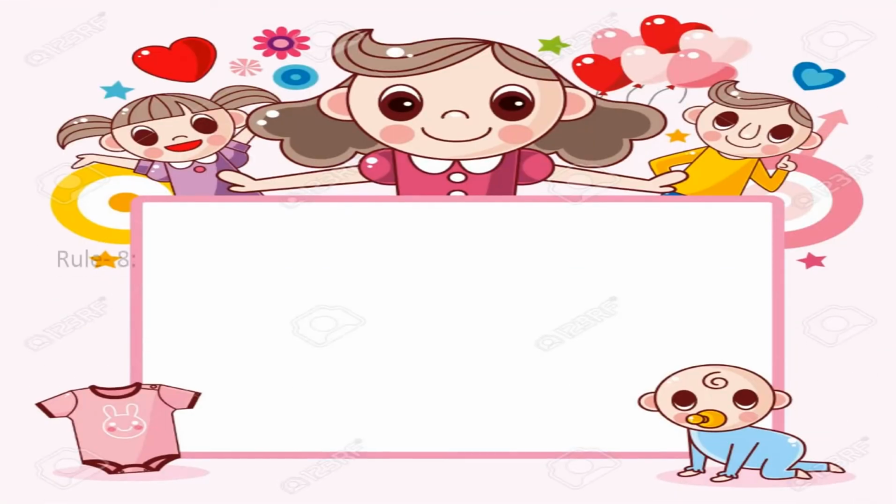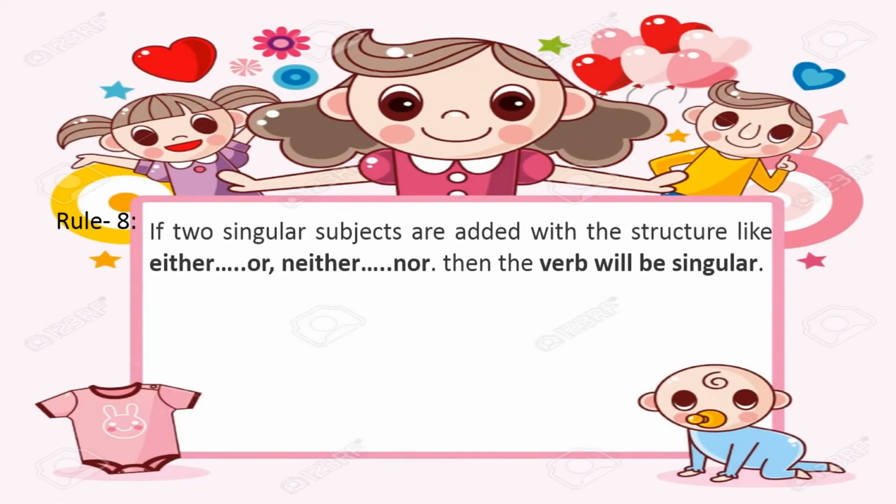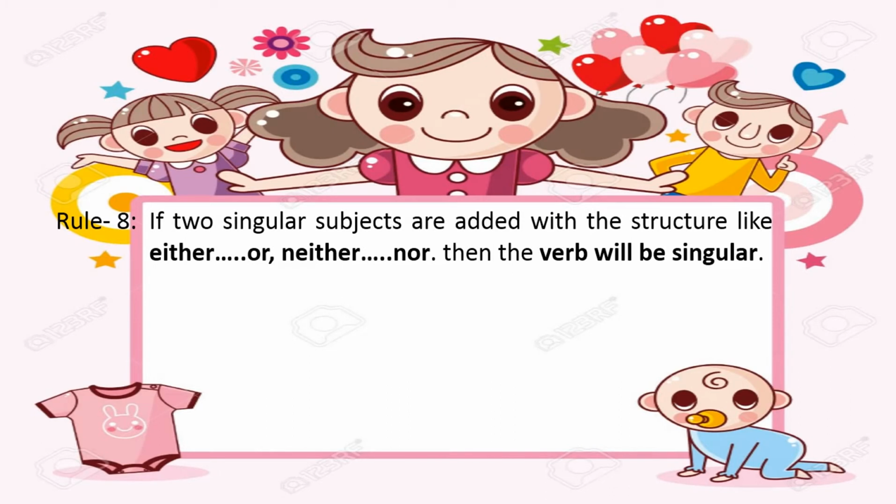Okay, next rule, rule number 8. If two singular subjects are added with the structure like either or, neither nor, then the verb will be singular. So you have to remember, when two singular subjects are added with these structures, either or, neither nor, then the verb will be singular. Okay, so here we will have some examples.